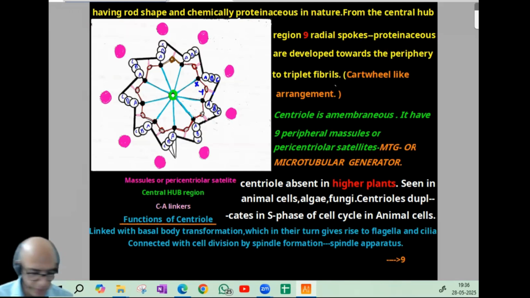Now, what are the functions of centrioles? The centriole is linked with basal body transformation. A link is there between the basal body and the centriole, which in turn gives rise to flagella and cilia. It is also connected with cell division by spindle formation, the spindle apparatus. The cell cycle we will be studying again, already studied. Now comes microbodies.